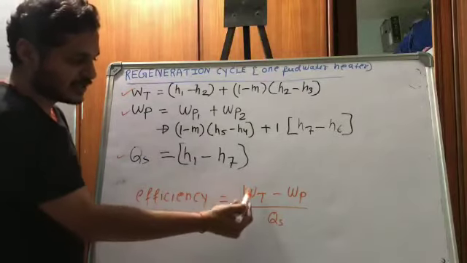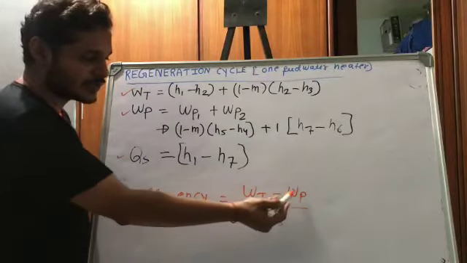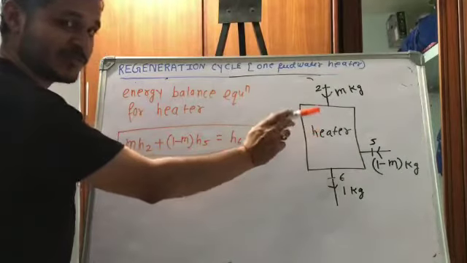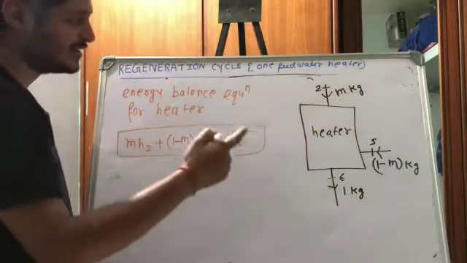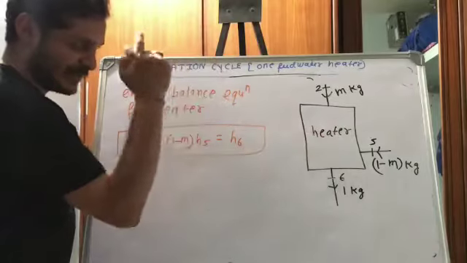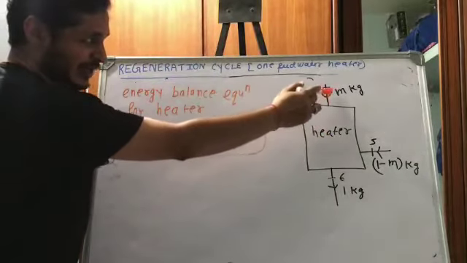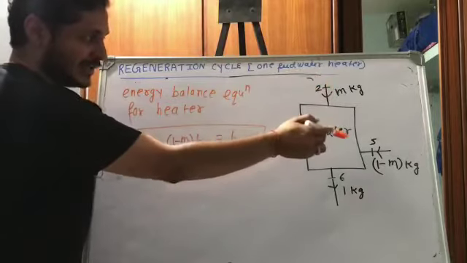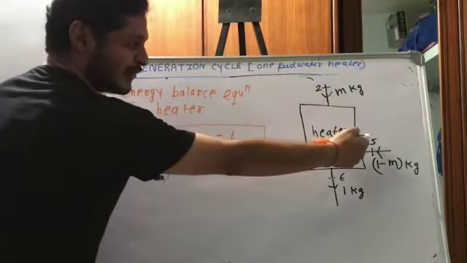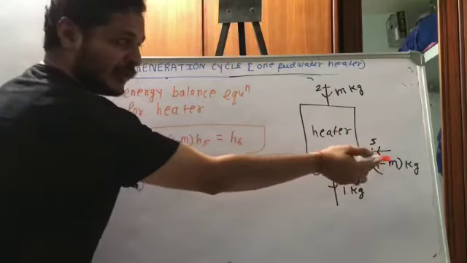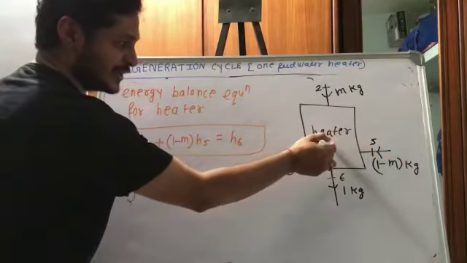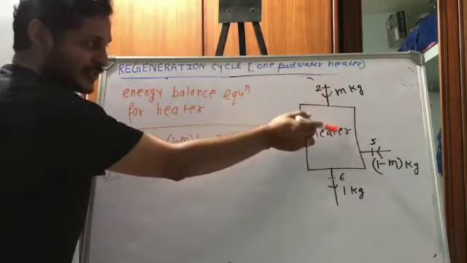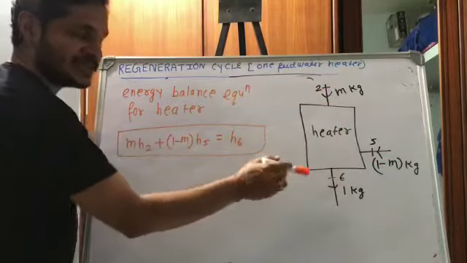So we got turbine work, we got pump work, we also got heat supplied. So efficiency is work done by the turbine minus work done by the pump upon heat supplied. Here separately I have drawn the heater which we are using in the regeneration cycle. If you see in that schematic diagram, in this heater m kg of steam is entering from point 2, and after the pump at point 5, 1 minus m kg of compressed water is entering the heater. So 1 minus m and m kg are mixed physically here, and they come out as 1 kg at point 6.